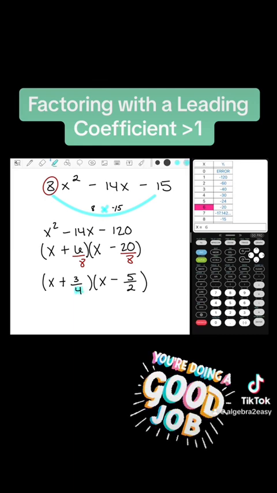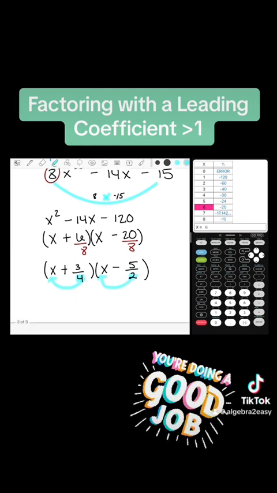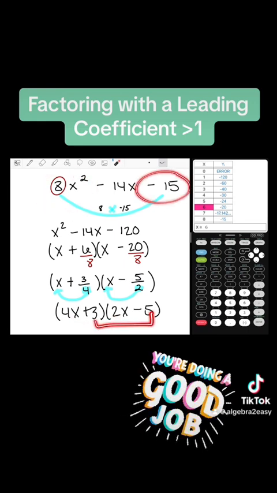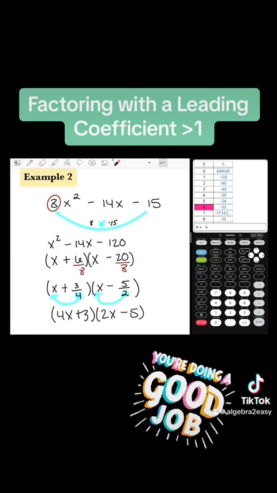And those numbers left in the denominator go back up and become coefficients again. So now we have 4x plus 3 times 2x minus 5. And I can do a quick check. 4x times 2x is 8x squared. 3 times negative 5 is negative 15. And I'm sure if I FOIL it all out, it'll work again.